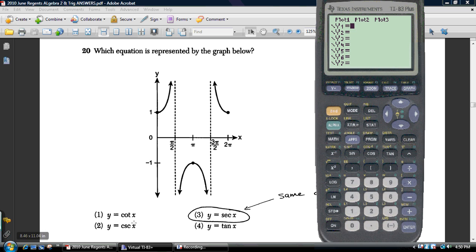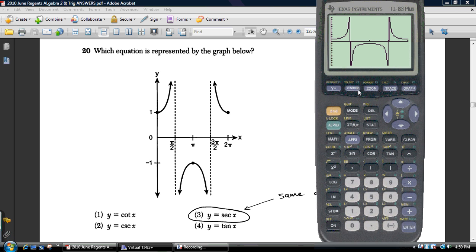Now I'm going to plug in one that's bad and one that's good. First I'm going to plug in tan x because there's a tan on here. Let's see if this thing right here is tan x. No, not tan x. Clear. Now let's do secant. Secant is the same as 1 divided by the cosine. It's just one of those things you've got to remember. Yep. And that's the secant.